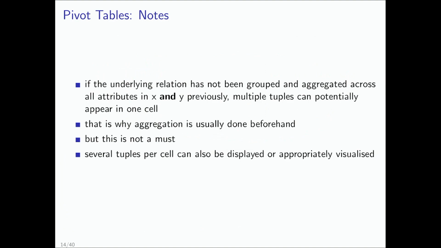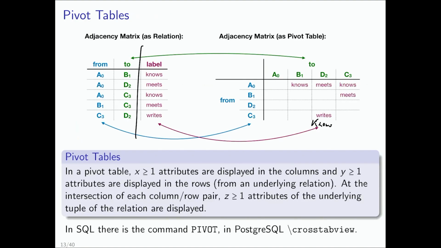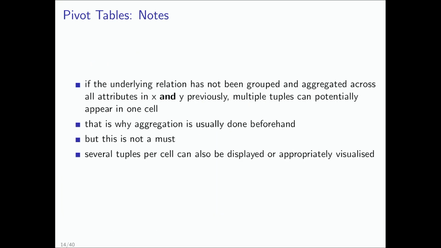Typically you want to aggregate, and the cell displays some sort of aggregate value. So if you do a group by from, to, and then you select from, to, and then the sum of entries or something like that, that's a natural way of dealing with pivot tables. Typically that is what you put in the group by in SQL. You don't have to, but that's typically what's being done.